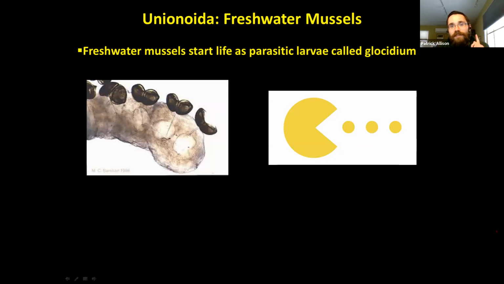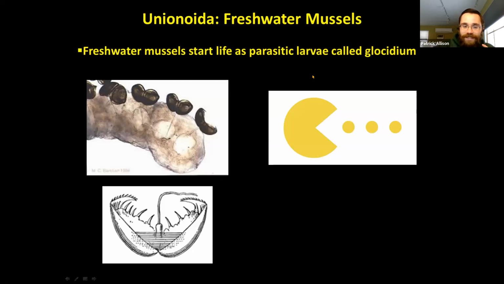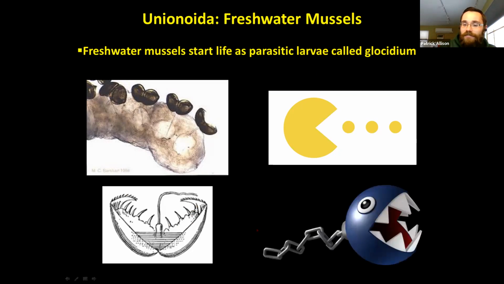But then you start to look at them in greater detail and you realize, oh my God, these things are quite terrifying looking. They have little barbs that they end up biting down onto their host, and they basically suck their blood through this little tube here. So they kind of look like little Chain Chomps that you would see in Super Mario games. So these are parasitic babies that are feeding primarily on fish hosts.